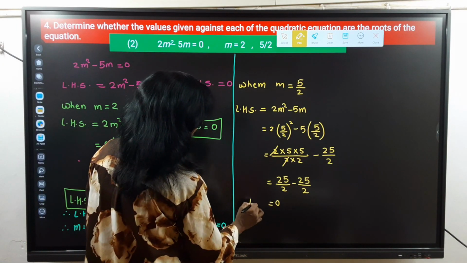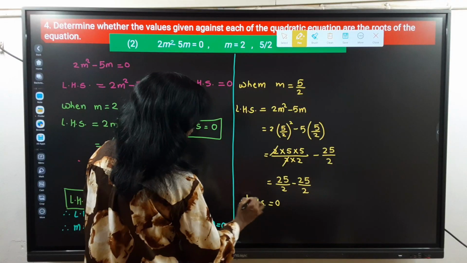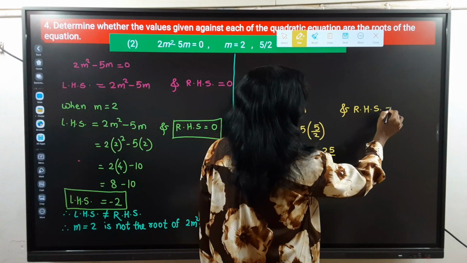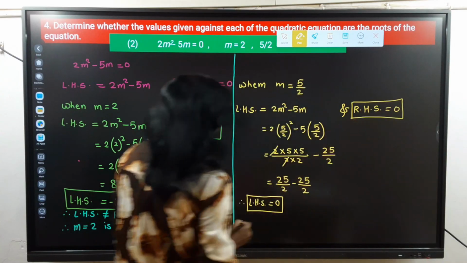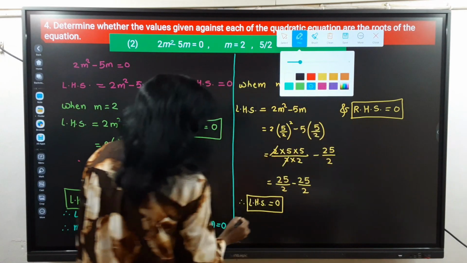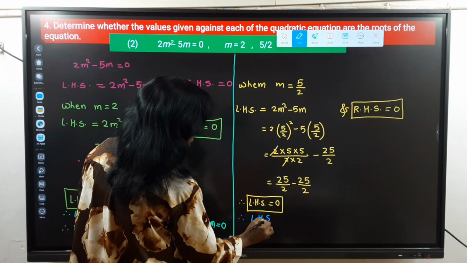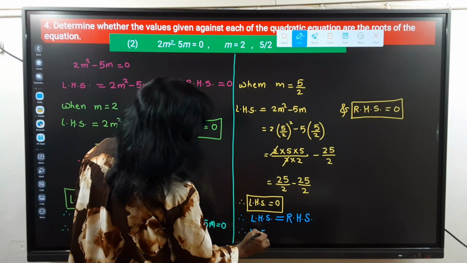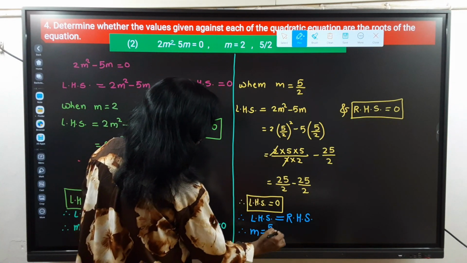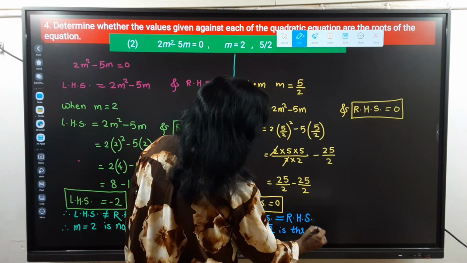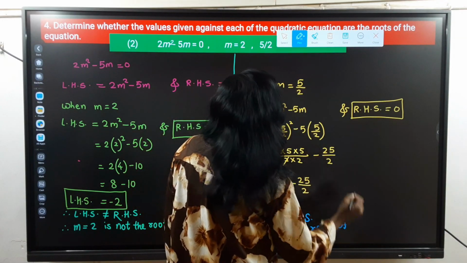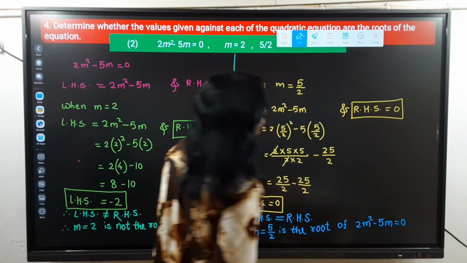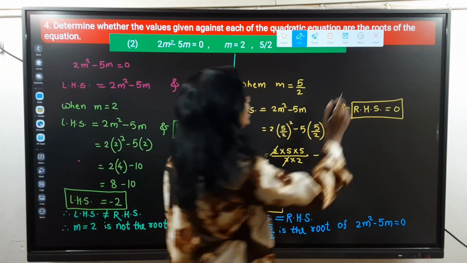And here therefore LHS is equal to 0, and here RHS is equal to 0. Now here LHS is equal to RHS. We say that therefore LHS is equal to RHS and therefore m is equal to 5 upon 2 is the root of 2m square minus 5m is equal to 0. The next one example.